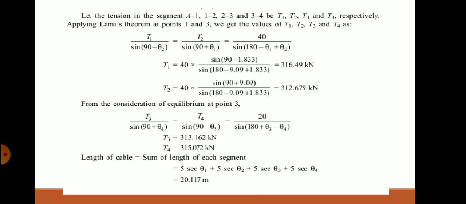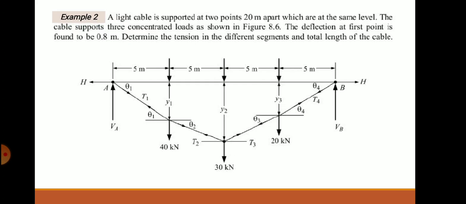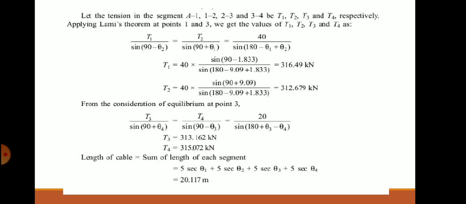So, once you know the tension, then length of the cable is the sum of length of each segment. Sum of length of each segment, that is phi into secant theta, phi into secant theta. Length of each segment is horizontal distance phi and secant of an angle, that is inclined length. So, apply the basic geometry and this is the inclined length, secant theta 1. So, phi into secant theta 2, phi into secant theta 3, phi into secant theta 4. Substitute and find out what is the length of the cable. So, this is how the cable tension and length has to be found out. Everything is based on your basic geometry.